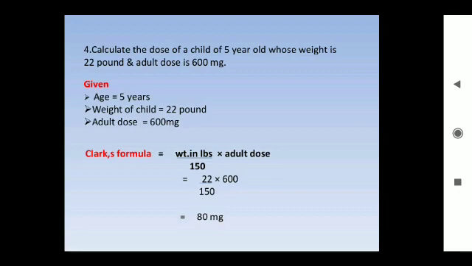If weight is expressed in kilograms, the formula is weight in kgs divided by 70 into adult dose. In the above equation, the child's age is 5 years, weight of the child is 22 and adult dose is 600. By substituting the values in the above equation, you will obtain the answer. The dose of the child of 5 years is equal to 80 mg.